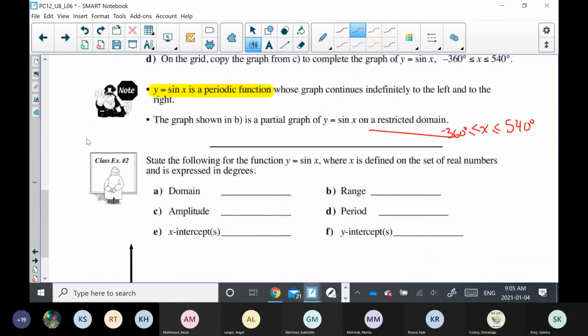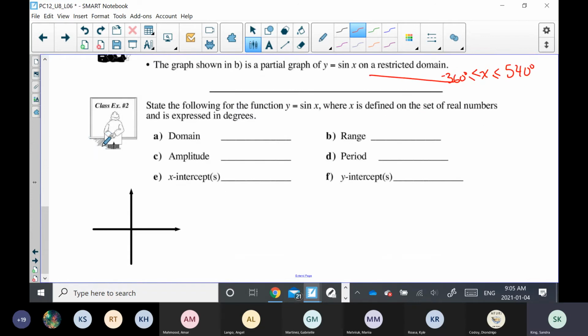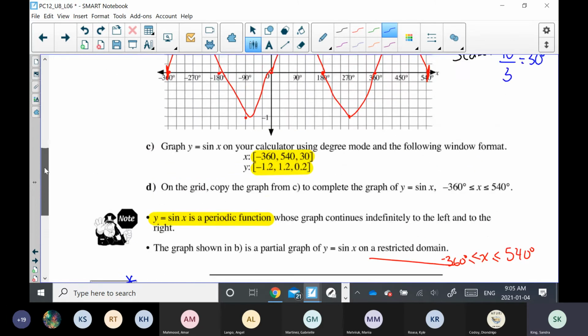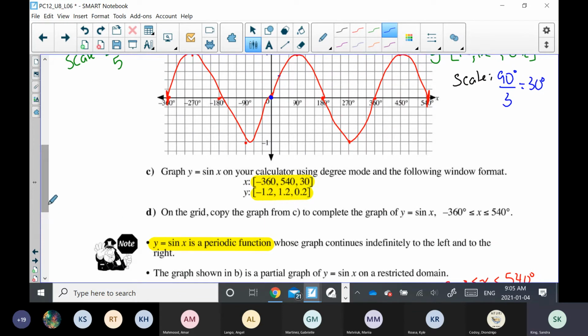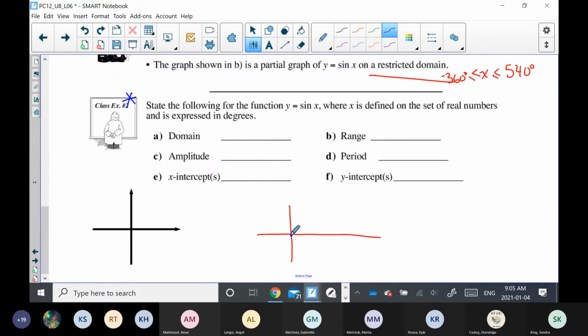Okay, so let's do class example number 2 and then class example number 3. So state the following for the function of y is equal to sine of x, where x is defined on a set of real numbers and is expressed in degrees. Okay, so one thing that would be helpful for you guys, and this entire question would essentially go on a study sheet if you're doing that: a sine graph starts at 0. So it's essential to know that a sine graph starts at 0.